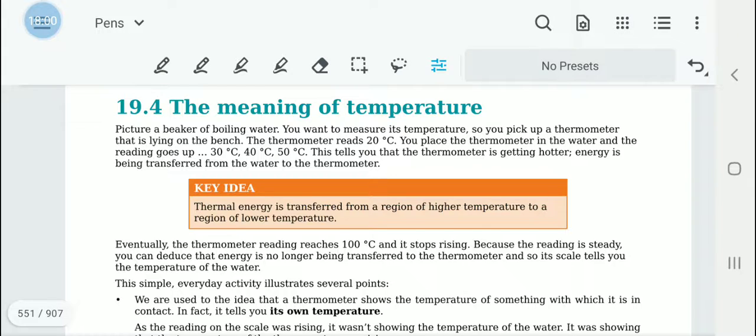Leave a line and write. When the thermometer is placed in contact with something warmer than itself, thermal energy is transferred to the thermometer, which results in the temperature of the thermometer increasing.